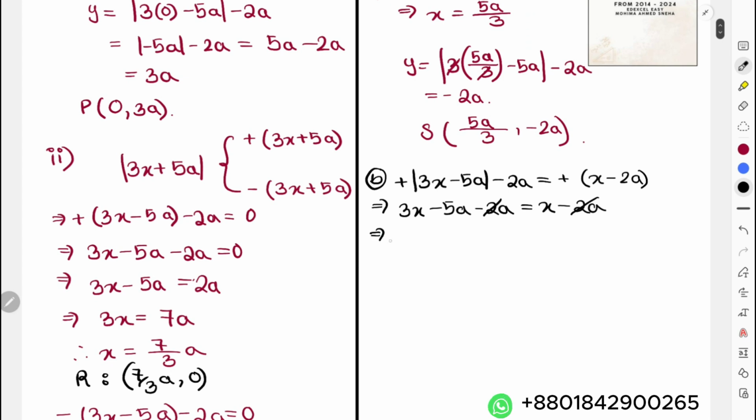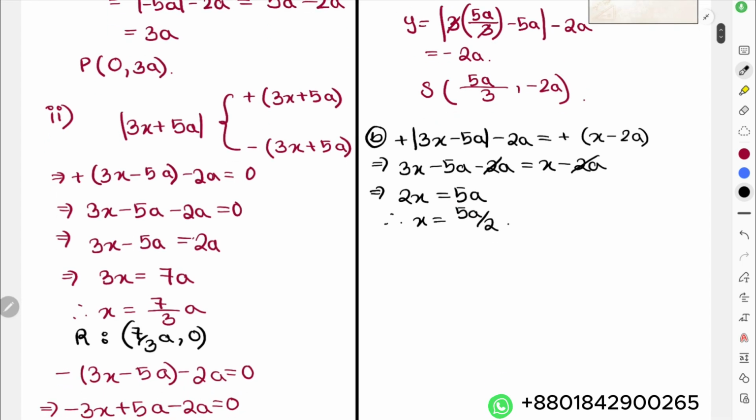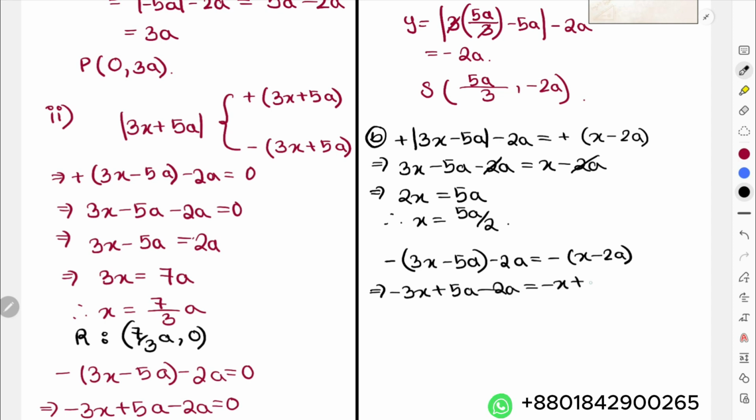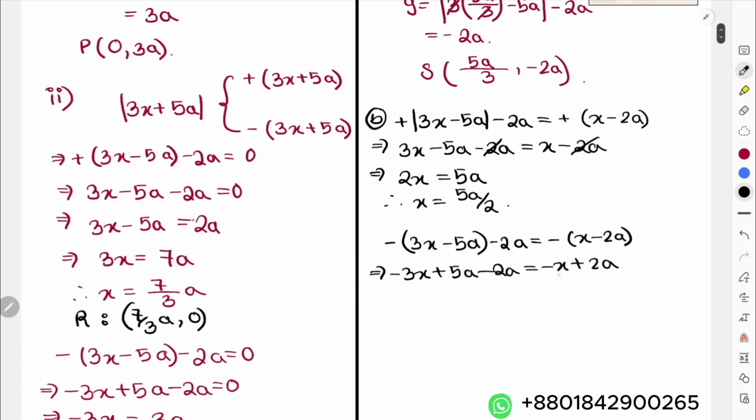We're going to take this x to the right hand side, so we become 2x equals to 5a, and eventually you can write 5a over 2. And then again if you do this for the negative version, 5a minus 2a, and then again minus, let's just use a bracket over here, 3, and then again minus x minus 2a. This also becomes minus 3x plus 5a minus 2a and minus x plus 2a. So then again, if I understand that, now we have how much? Minus 5 plus 5 minus 2 is 3, and this is 2.